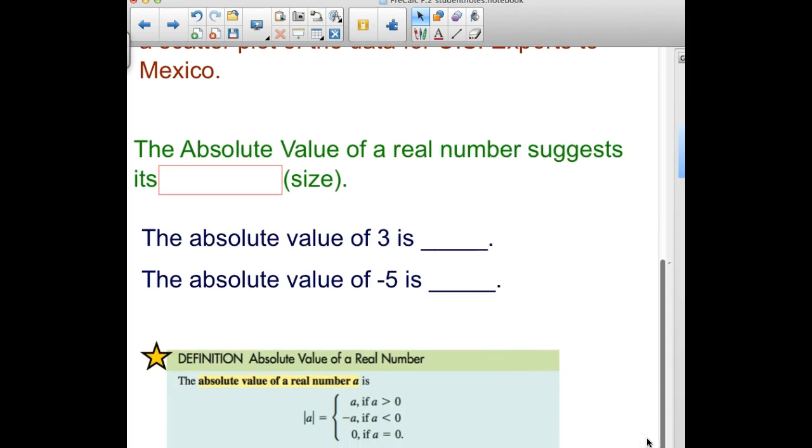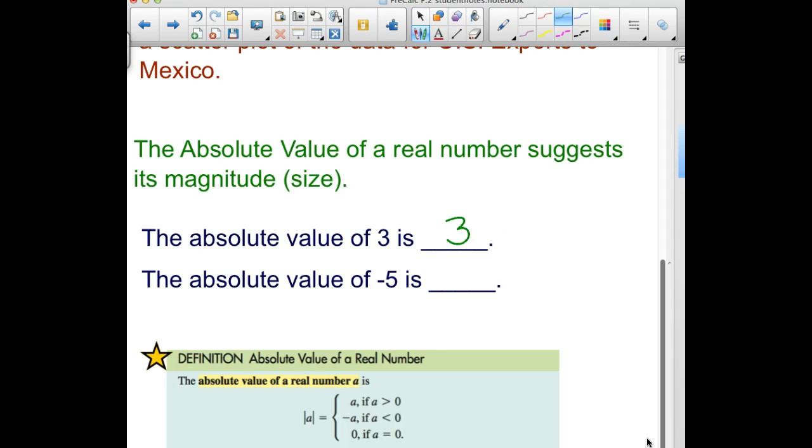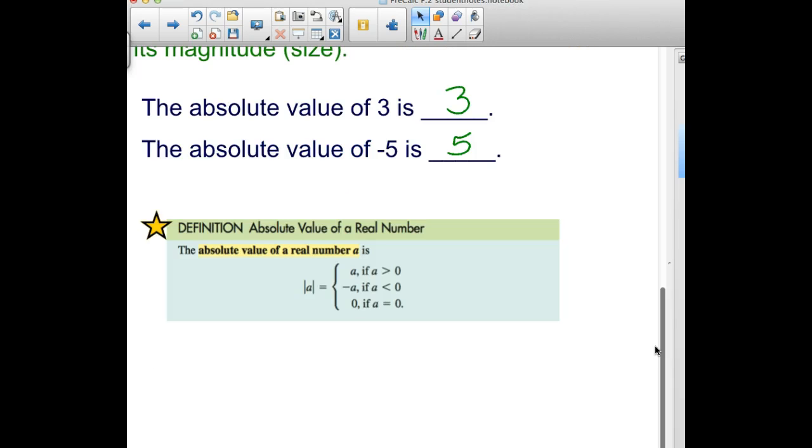Our second objective is to look at the absolute value. And our definition here says the absolute value of a real number suggests its magnitude or size. The absolute value of 3 is simply 3. The absolute value of -5 is 5. We are looking for the distance it is from 0. That's how it was defined in previous courses. Now we're going to look at the algebraic definition for that. And it is a piecewise function.